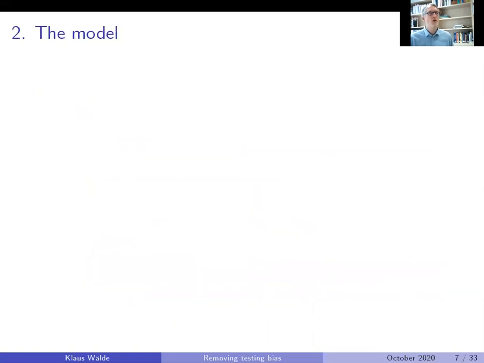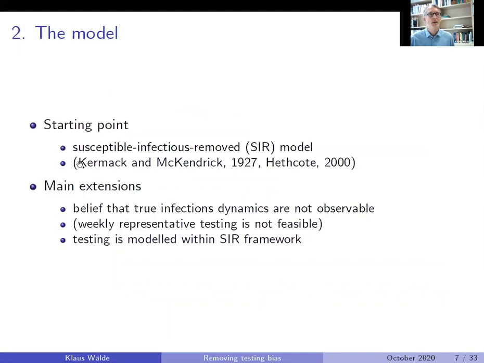Okay, so let me go through them all. First, what is the starting point? Well, we take the standard SIR model: susceptible, infectious, removed. This is what is behind this. It's a very old model. There are certain summaries and surveys. That's a nice paper here.